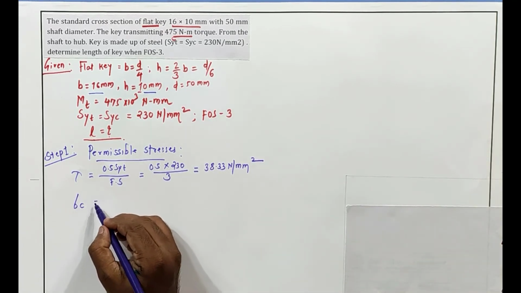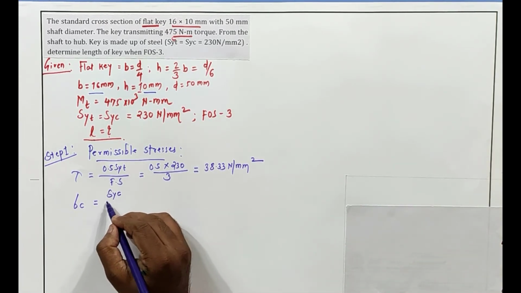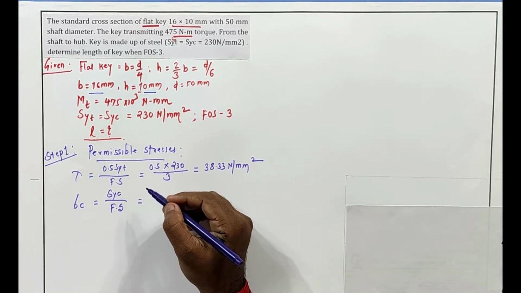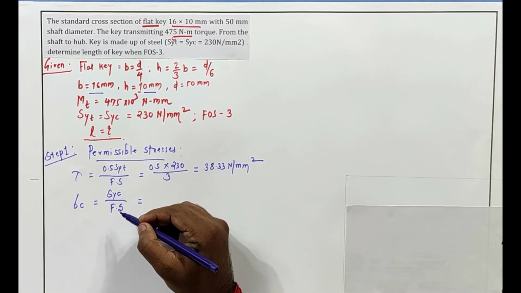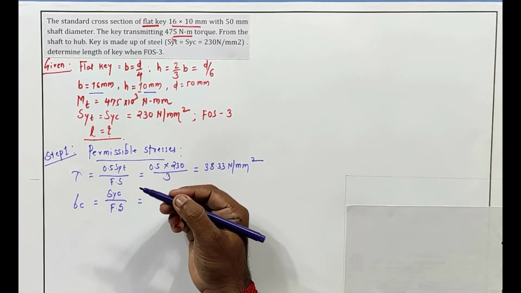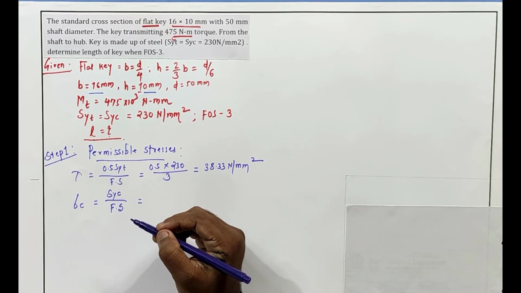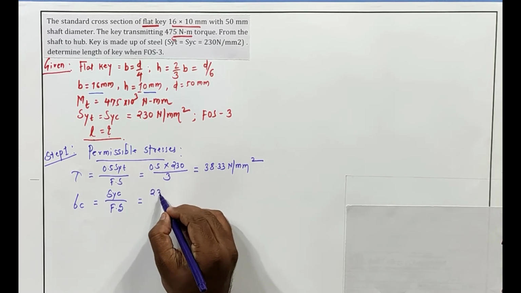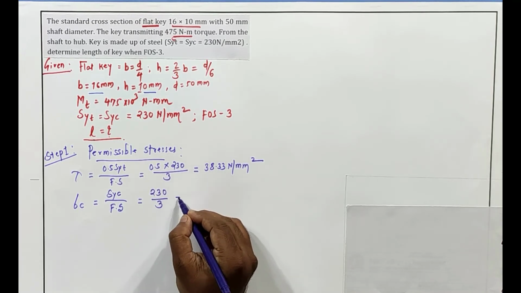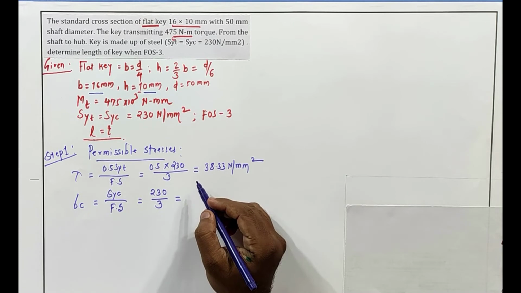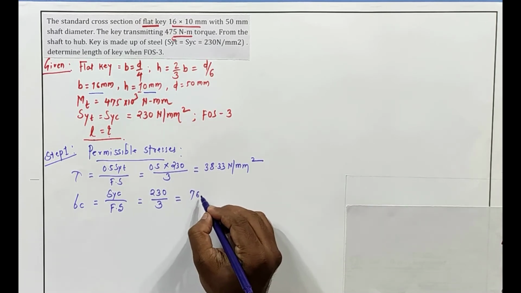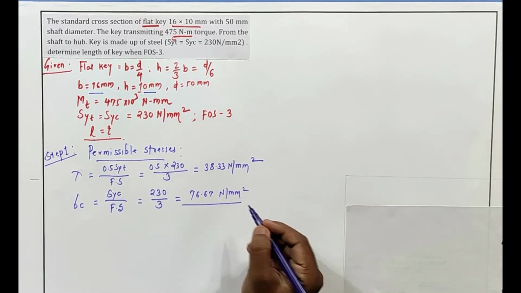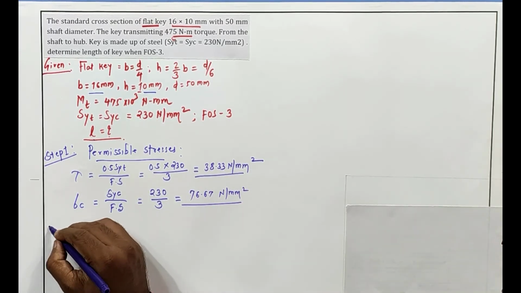Then crushing failure, sigma C is equal to SYC by Fs. They have not mentioned any relation related to yield strength in compression. If they had mentioned it is 1.5 times or 150% more, I would have to write 1.5 times SYT. But they have not given as such, so we'll use the same SYT, 230 by 3. So here I'll get the value of crushing stress 76.67 Newton per mm square, correct. So this will be step number 1.